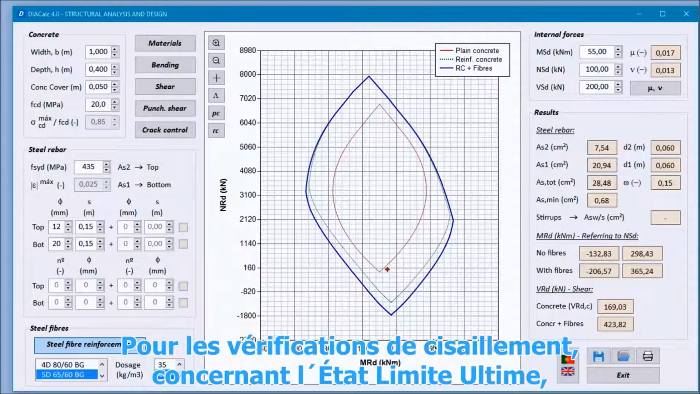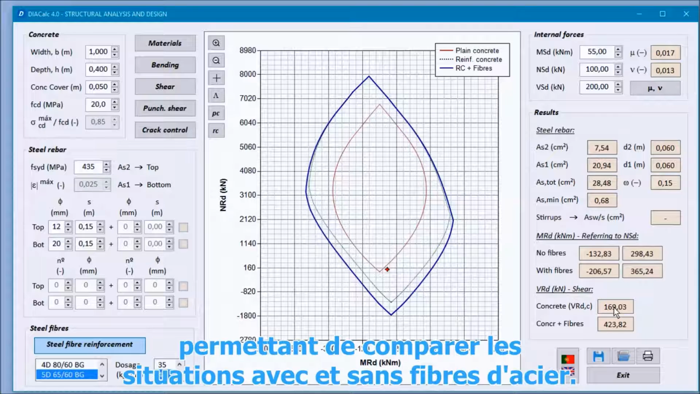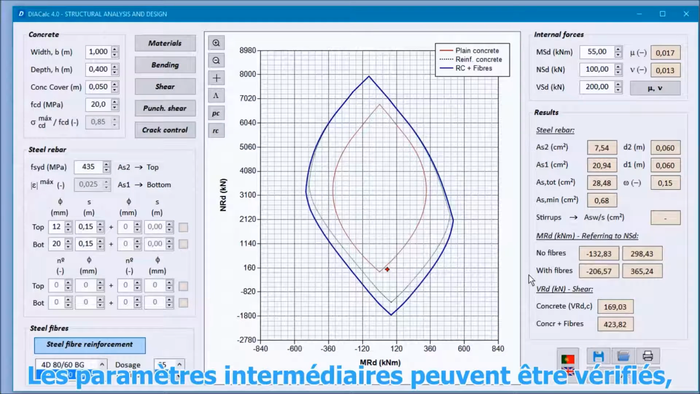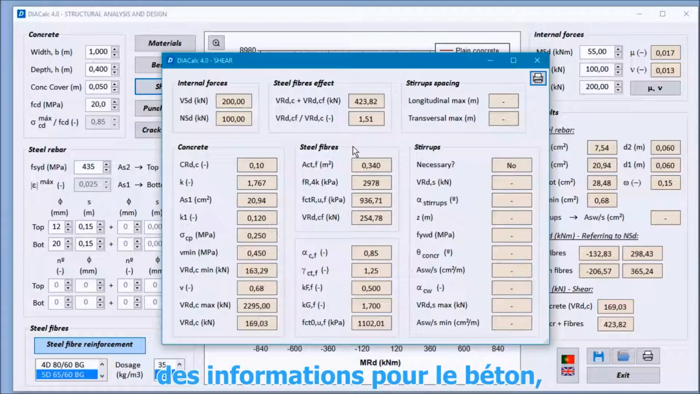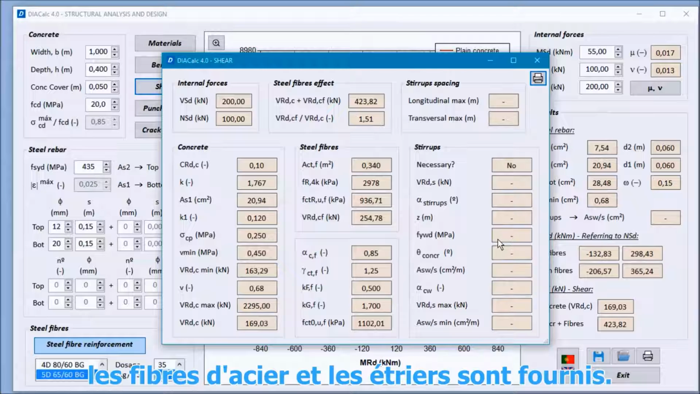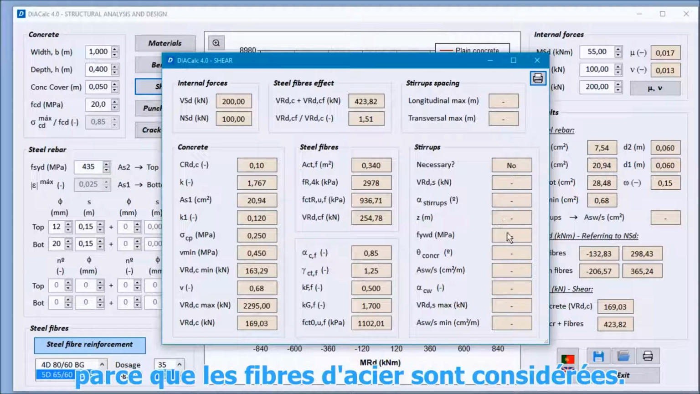For shear verifications regarding ultimate limit states, VRD values are presented at the right side of the screen, allowing to compare the situations with and without steel fibers. Intermediate parameters can be checked, providing information for concrete, steel fibers, and stirrups. In this case, no stirrups are required because steel fibers are considered.